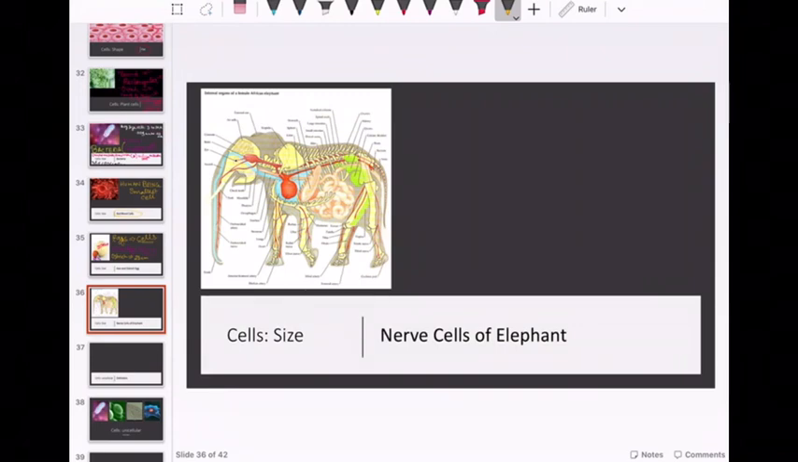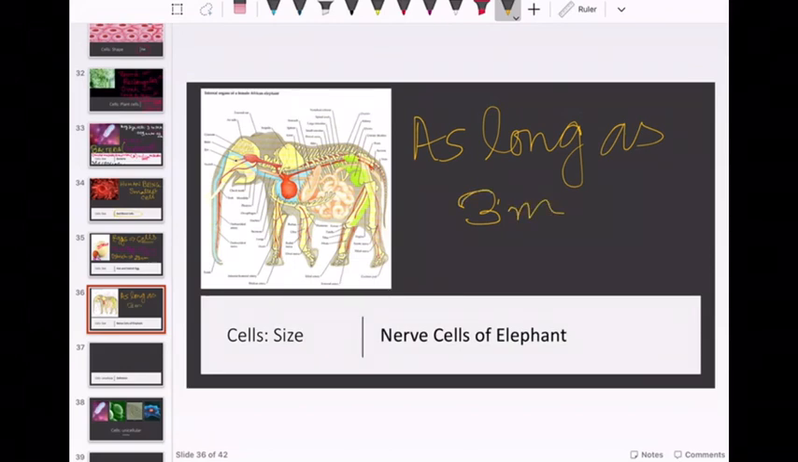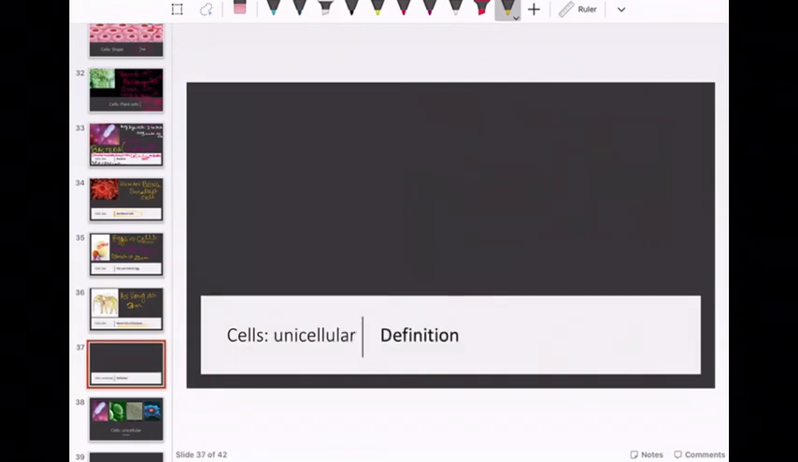Then it has been seen that a cell can be as long as 3 meters. 3 meters. Just imagine how big it is. If you consider your elbow, it can be 3 elbows of your size. That long a cell can be. In elephant nerve cells, we find such long cells.